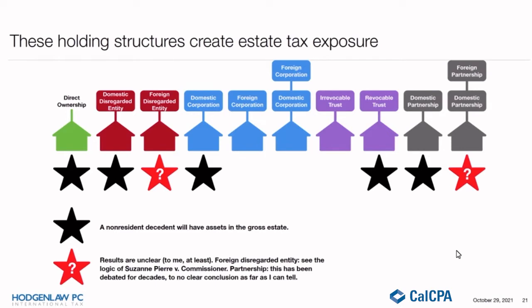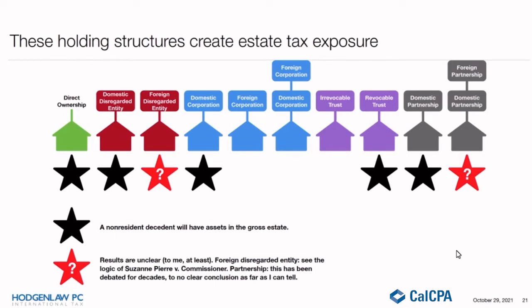Domestic corporation, the person falls over dead. What do they own? Shares of a domestic corporation. The asset is located where the corporation was formed. Therefore, it's a domestic asset, therefore estate tax. Revocable trust, that's an example of a retained interest. I forget which number in 2036 through 2038 it is, but one of those says that if the settlor has the power to revoke, then that constitutes a retained interest, and therefore you have an inclusion in the gross estate.